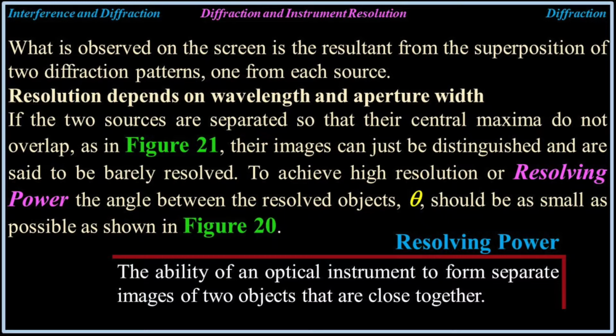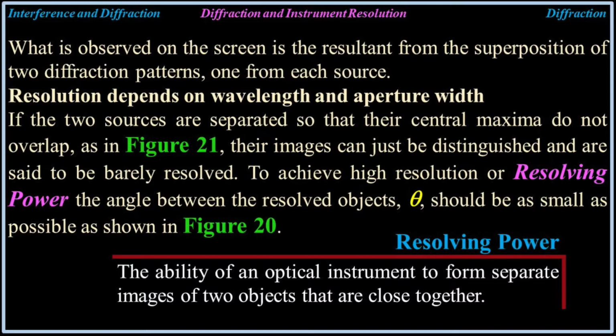What is observed on the screen is the resultant from the superposition of two diffraction patterns, one from each source. Resolution depends on wavelength and aperture width. If the two sources are separated so that their central maxima do not overlap, as in figure 21, their images can just be distinguished and are said to be barely resolved. To achieve high resolution or resolving power, the angle between the resolved objects, theta, should be as small as possible, as shown in figure 20.